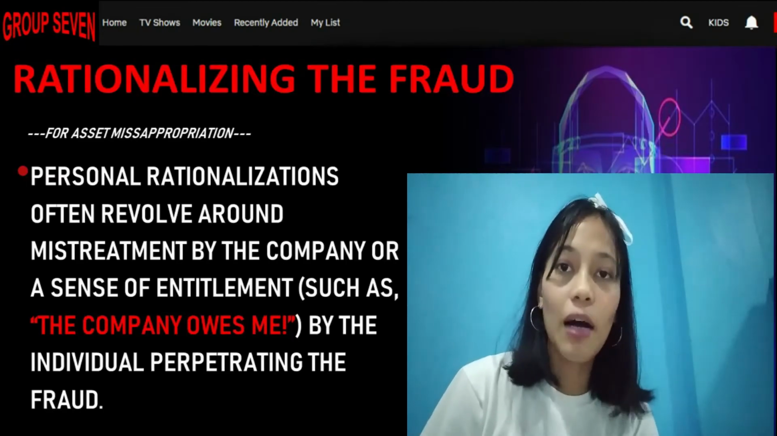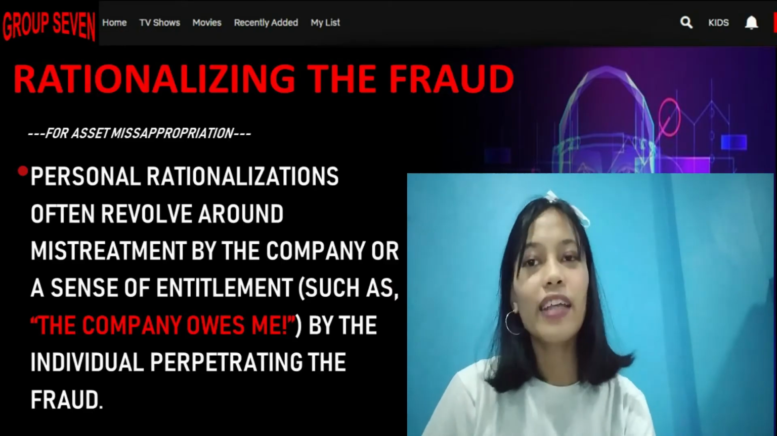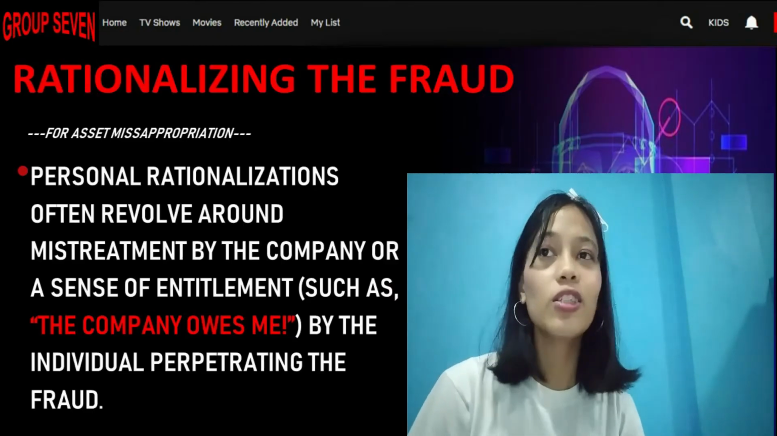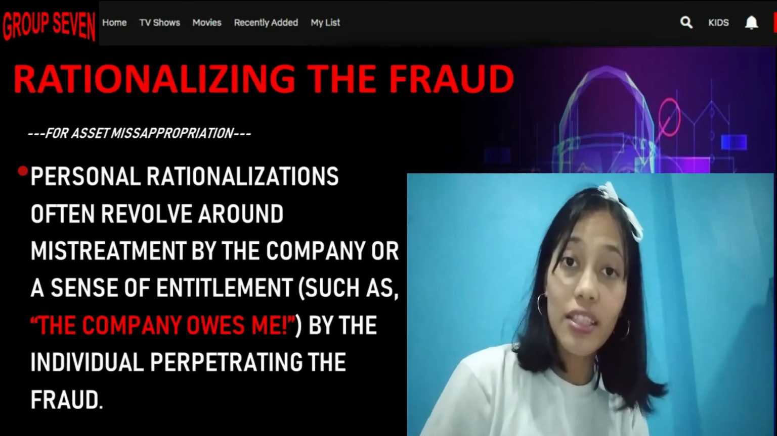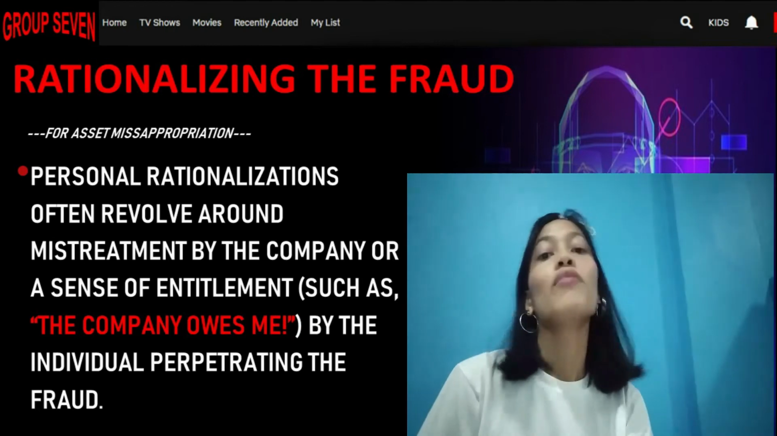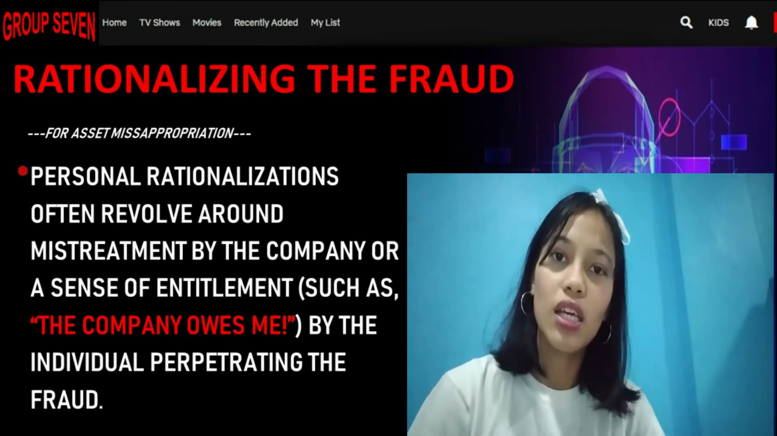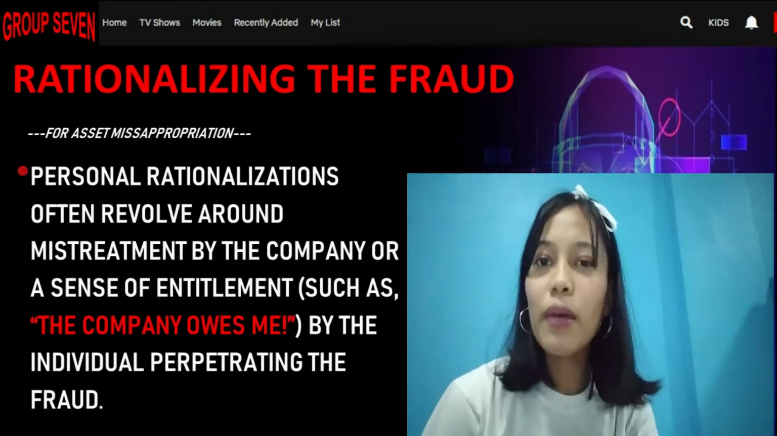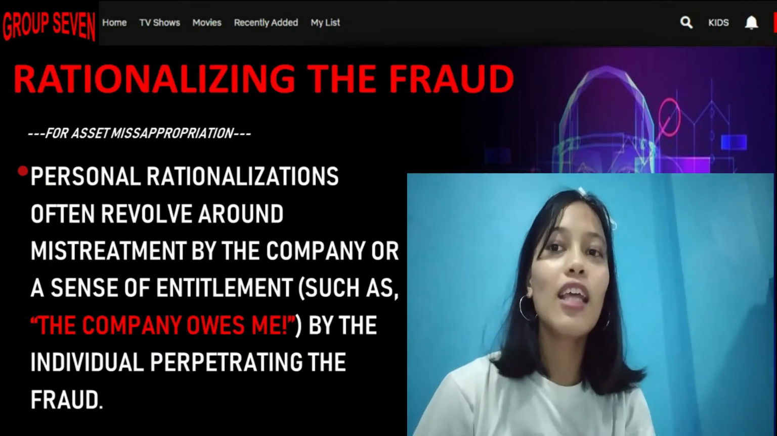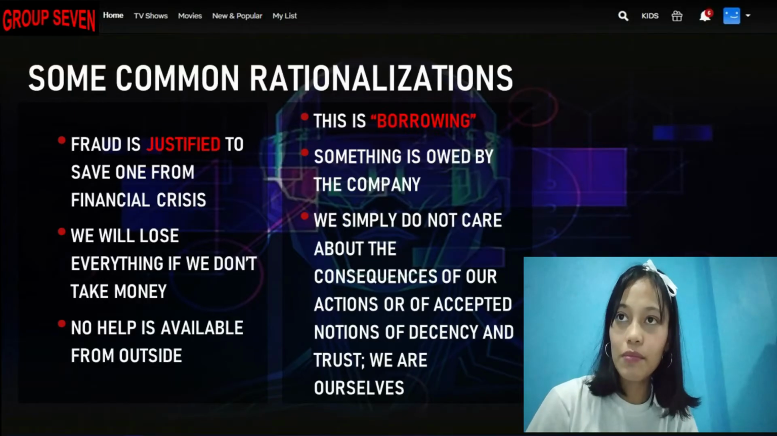So here are some examples in asset misappropriation and what is the main reason kung bakit ginagawa ito ng mga tao. So yung main reason dito is feel nila mali yung trato sa kanila ng kumpanya or it's either mali talaga yung pagtrato nung kumpanya sa kanila. Feel nila the company owes me. Binabayaran nila ako ng hindi ko worth. Yung binibigay kong service, yung binibigay nilang sahod, hindi tumutugma yun, 'di ba?